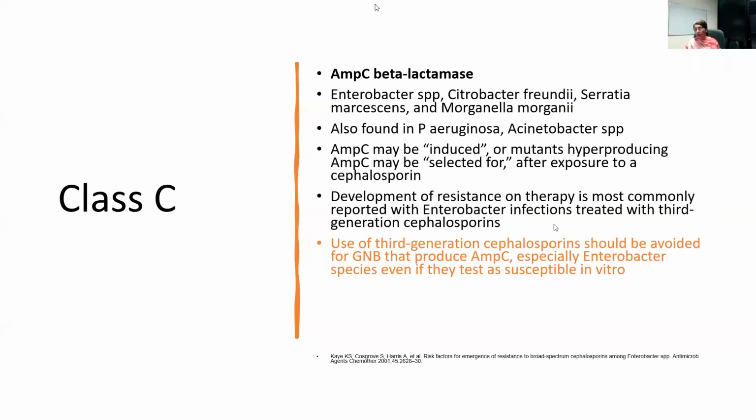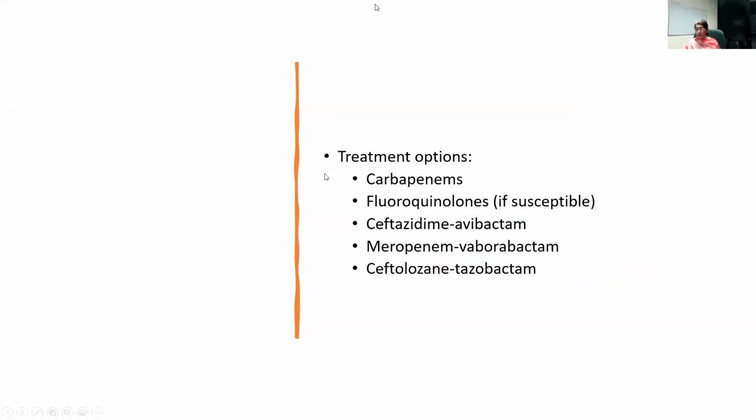So the patients who have Enterobacter infections, when they are treated with 3rd generation cephalosporins, develop resistance while on therapy. So it is recommended that 3rd generation cephalosporins should be avoided for gram-negative bacteria that produce AmpC, which are these Enterobacter, Citrobacter. The most notorious is Enterobacter. Even if they are susceptible in vitro, we should avoid using cephalosporins for these infections. The treatment options are carbapenems, fluoroquinolones, and these beta-lactam beta-lactamase inhibitor combinations.